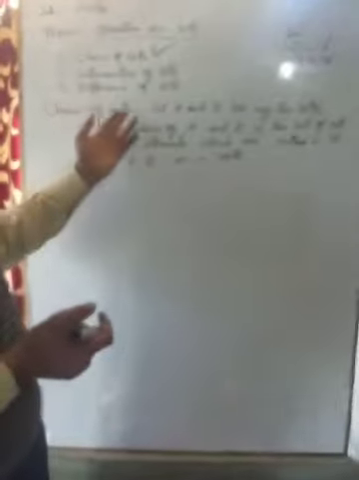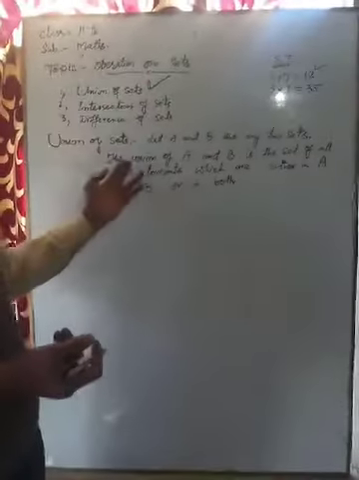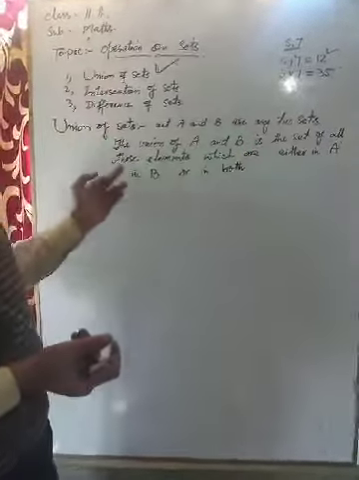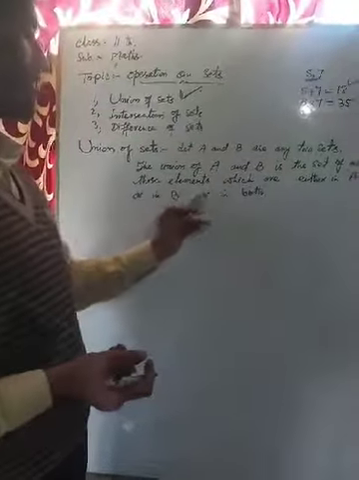I have already written this definition to save my time. Union of sets: let A and B be any two sets. The union of A and B is the set of all those elements which are either in A or in B or in both.